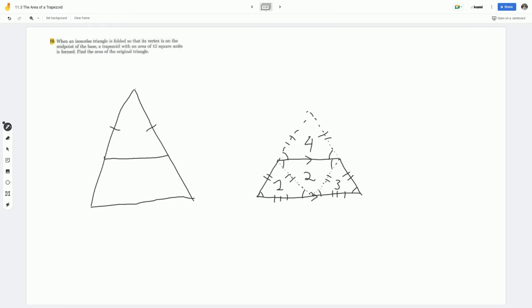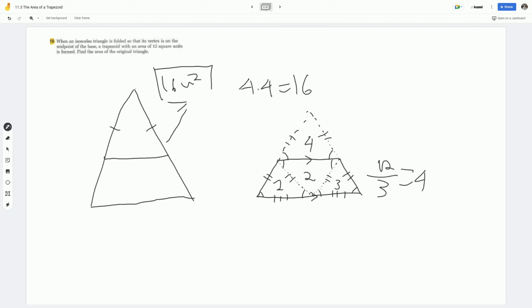And if the trapezoid has an area of 12 square units, all we need to do is 12 over 3, which gives us 4. So we know the area of each triangle is 4. And if there are 4 triangles, it's 4 times 4, which is 16. Which means the area of this figure right here is 16 units squared. And that is the answer.